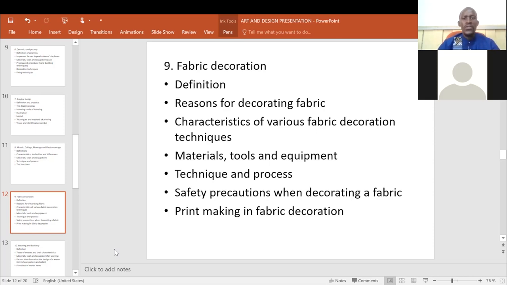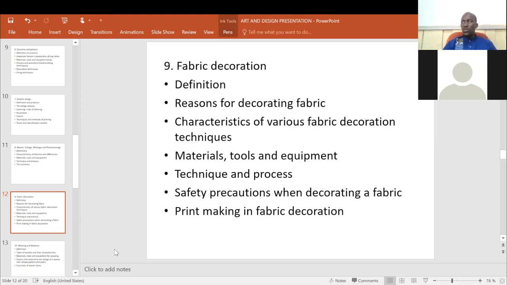What are some of the techniques of decorating fabric? One, we have tie and dye, we have batik, and we have printmaking as a technique in fabric decoration. What the learners are required to understand, as far as the techniques are concerned, are the characteristics of these decorative techniques.